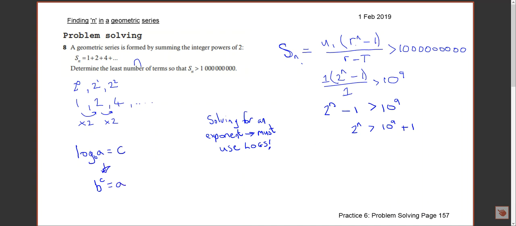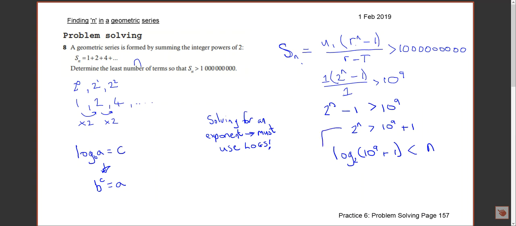Log to the base 2 in brackets 10 to the power 9 plus 1 is greater than n. No, it has to be smaller. Less than n. Less than n? You sure? Yeah, it's less than. Why is it less than? Because n has to be greater. That's 1 billion, and 1 billion has to be smaller than it, because it's the least number of terms.